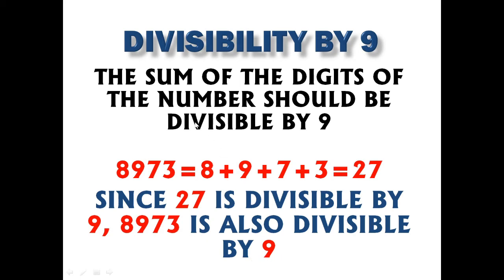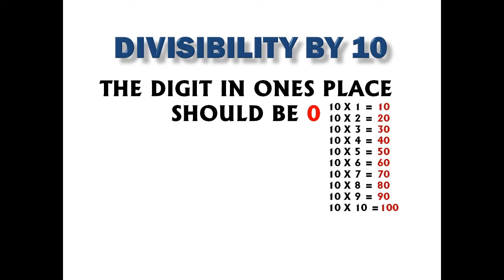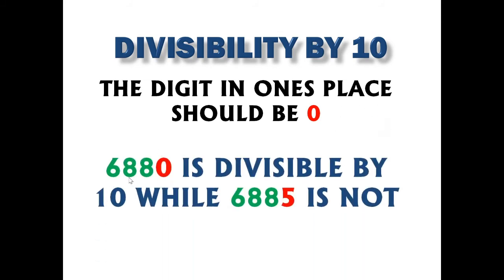Our another number is 10. The rule for divisibility by 10 is that the digit in one's place should be 0. You might have learned the multiplication table of 10, and in that all the numbers have 0 at one's place. So the number should have 0 at one's place. For example, in this number 6880, the one's place digit is 0. So this number will be divisible by 10, while 6885 has 5 at one's place, so this won't be divisible by 10.